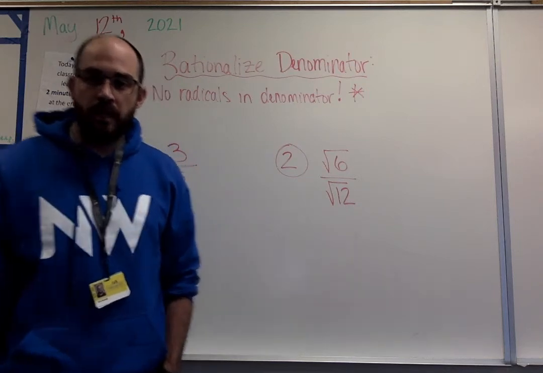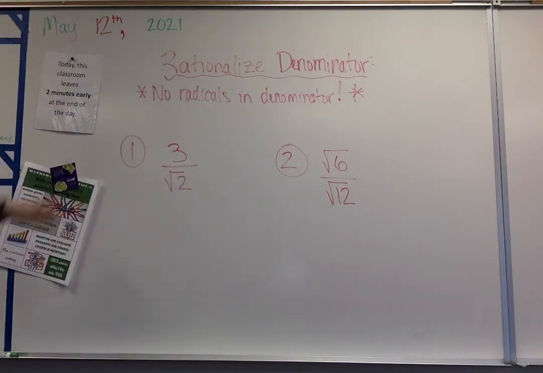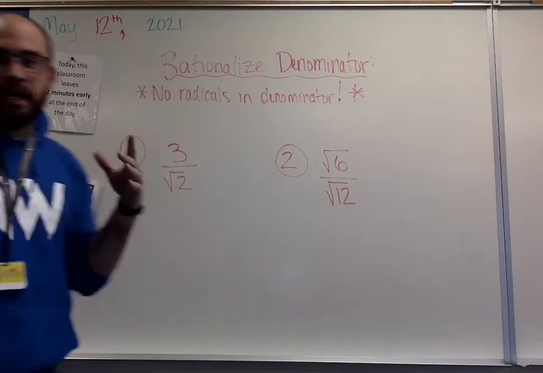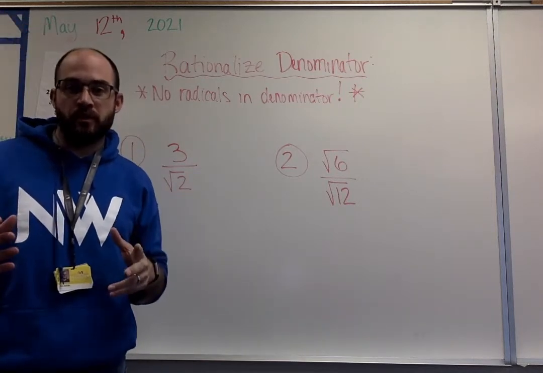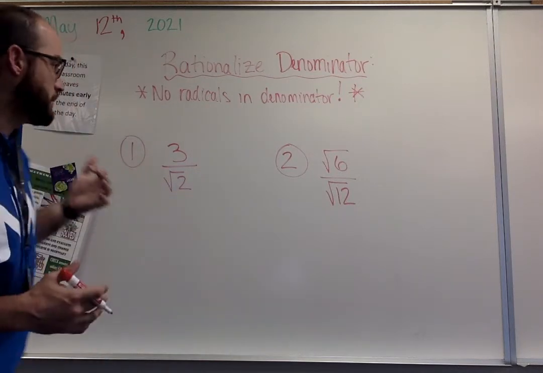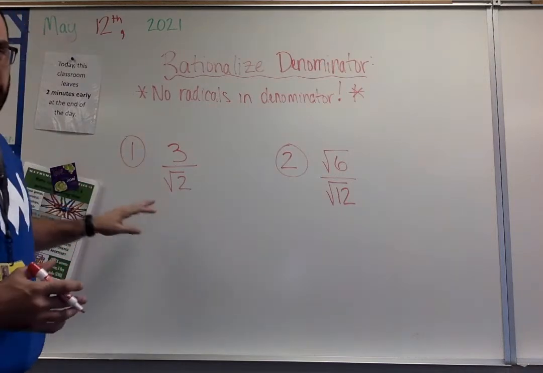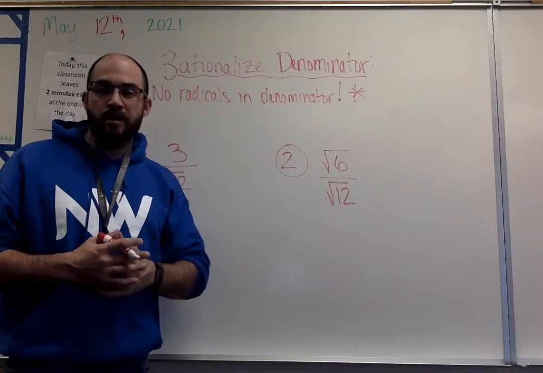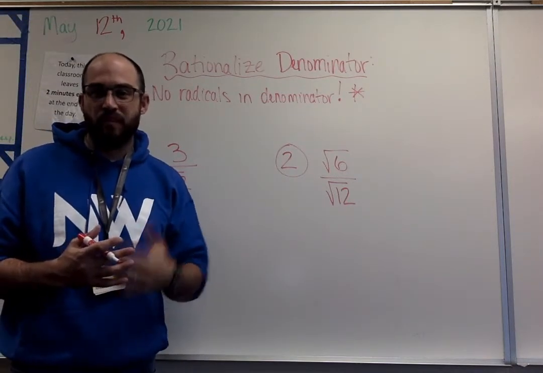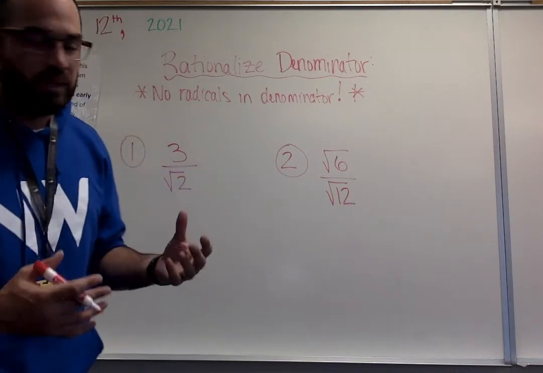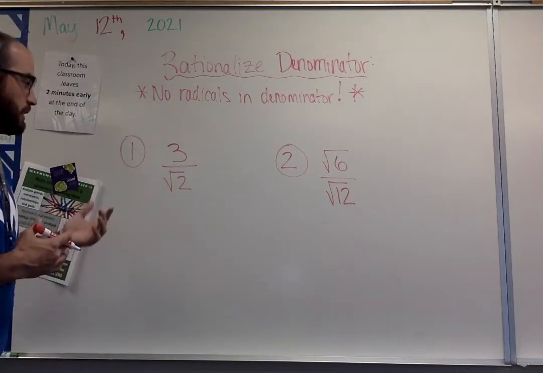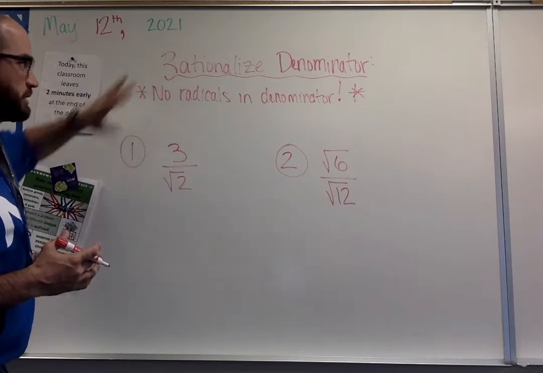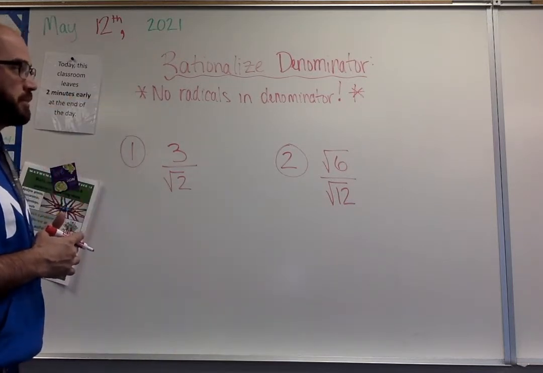Good morning, guys. We're going to be looking at rationalizing the denominator today. So far we've dealt with multiplying with our radicals, and now we're going to deal with if I might have a radical in the denominator. In math, it's kind of a big no-no to have a radical in the denominator, and the way we get rid of this is a process called rationalizing the denominator.